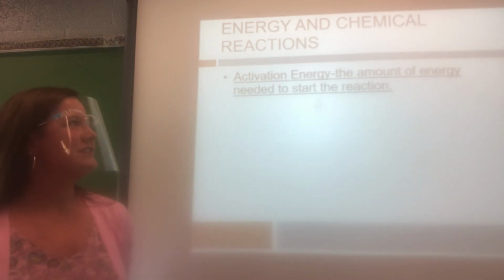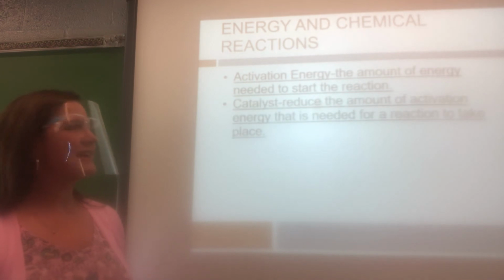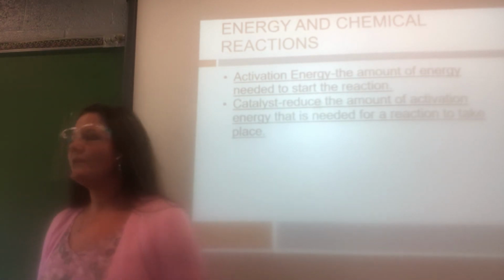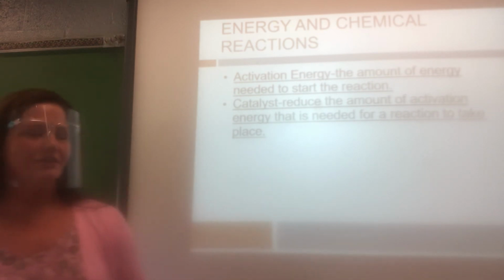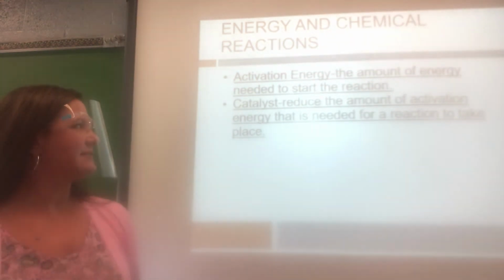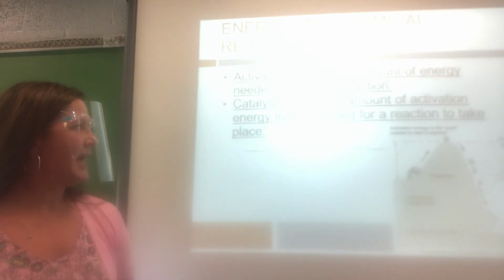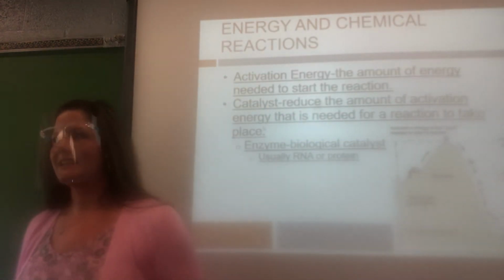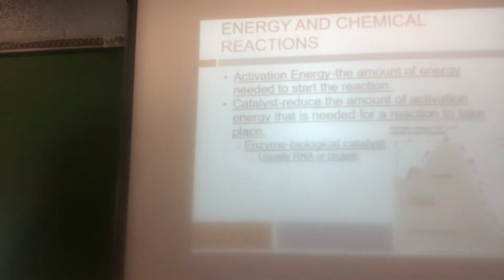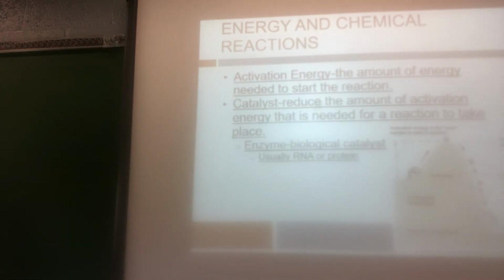Anyway, activation energy. How much energy has to go into that system? A catalyst lowers the activation energy. Lowers how much energy has to go into that system. And we have something that are called enzymes. They are a type of biological catalyst. We're going to look at them. This picture, I blew it up, so I'm going to look at it bigger. Usually they are RNA or a protein. Most of the time we think of them as proteins.